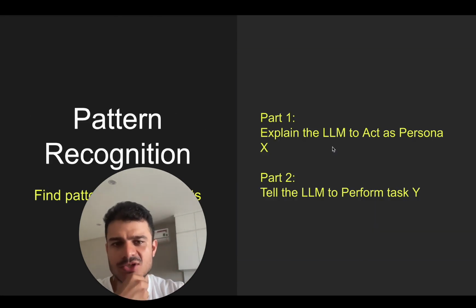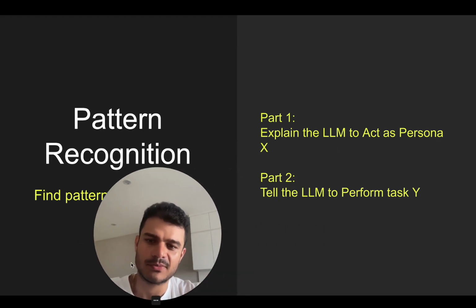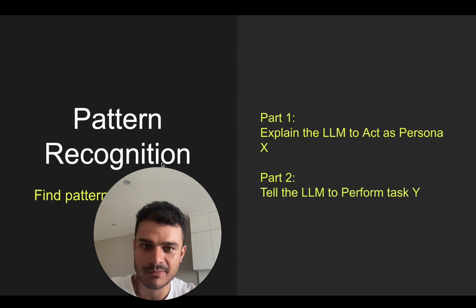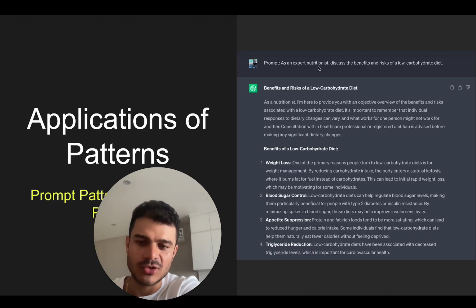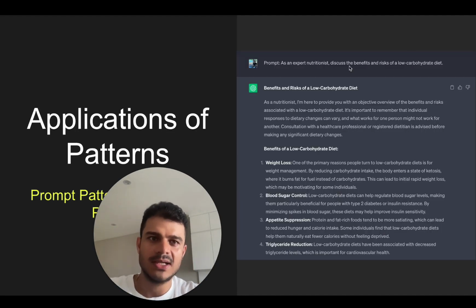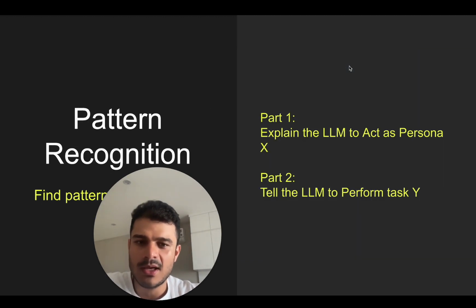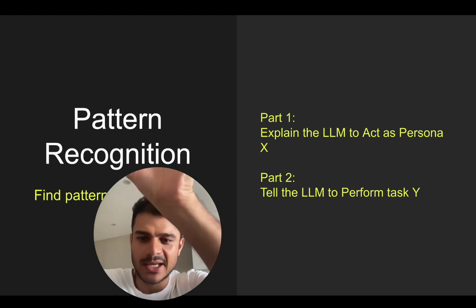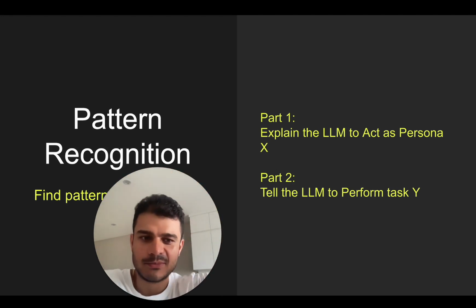Now, let's try to recognize the pattern in this prompt. Okay. So the prompt was, as an expert nutritionist, discuss the benefits and risk of a low carb diet. Now the part one of the prompt was explain the LLM to act as persona X. So what's the persona X? Expert nutritionist is the persona X. Part two is tell the LLM to perform the task Y, which is discuss the benefits and risk of a low carb diet. Now it sounds very straightforward, but it's so useful and beautiful because now you could take this and apply it to any field, any industry. Explain the LLM to act as a persona, tell the LLM to perform the task.